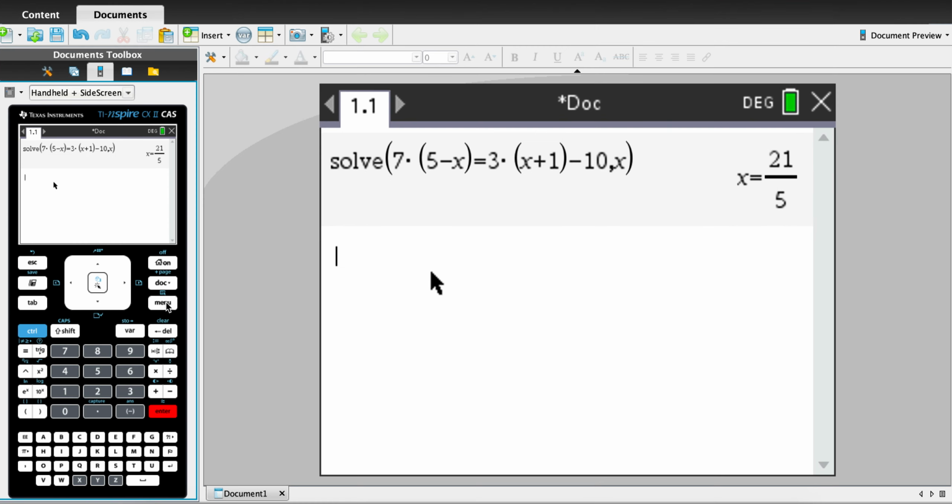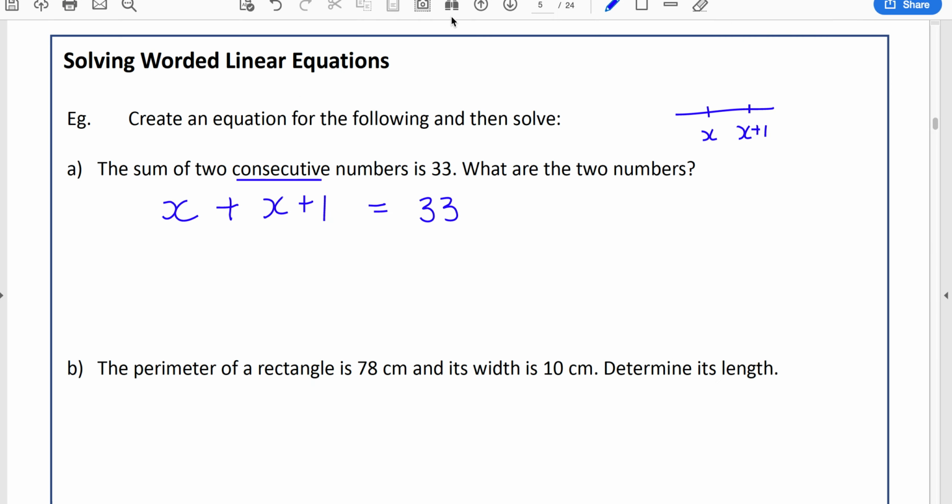I can go menu 3-1, x plus (x plus 1) equals 33, and then I put my comma x, and then I press enter. Now, I'm not sure whether I said where the comma was before. If you're wondering, it's right down the bottom here underneath the pi button. There's a comma. So x is equal to 16.